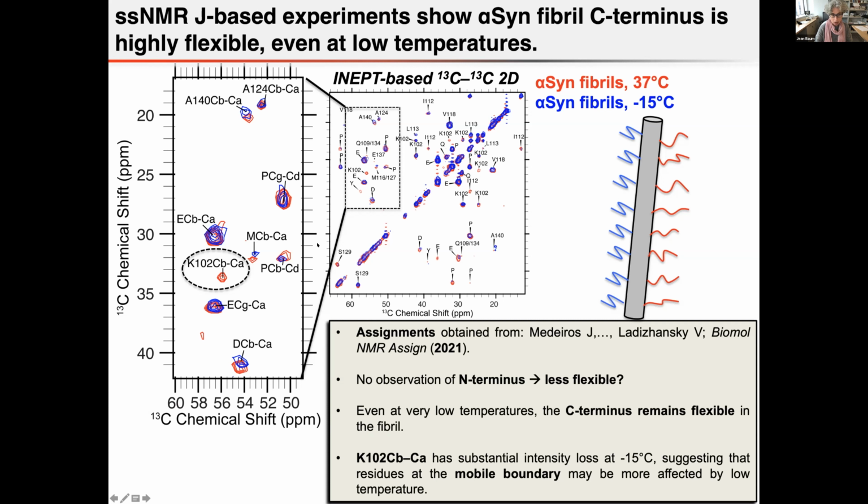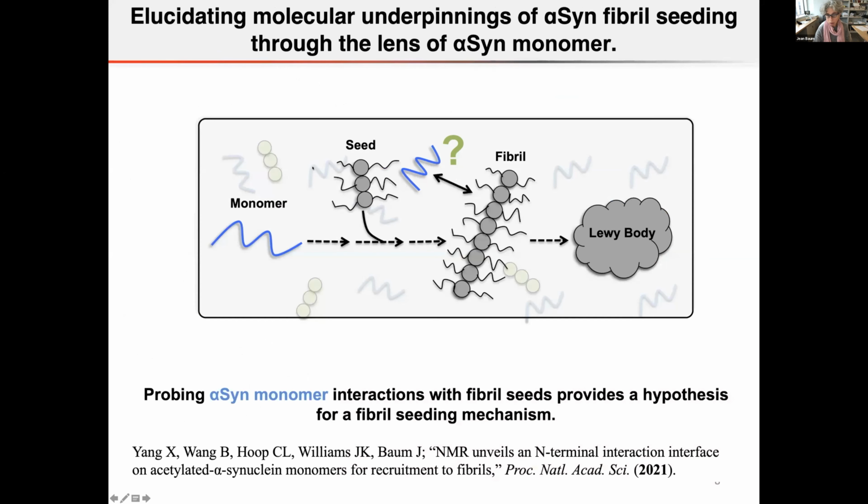So this suggests a picture of the fibril as having an ordered core, as well as a disordered C-terminus, and possibly the cryo-EM structures don't see the N-terminus. We don't see it in these INEPT-based spectra, and so we've depicted them as semi-mobile. But I think it's really important to think about these fibrils as having a structured core and these disordered regions as well. And so going back to our original question: what are the molecular underpinnings of fibril seeding?